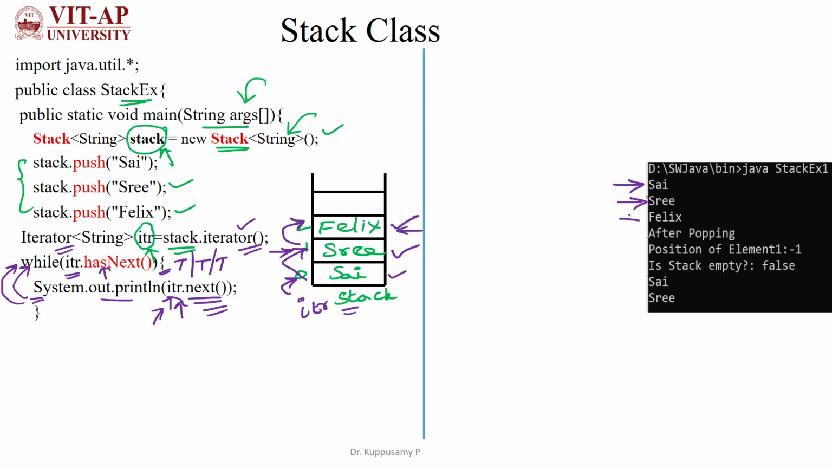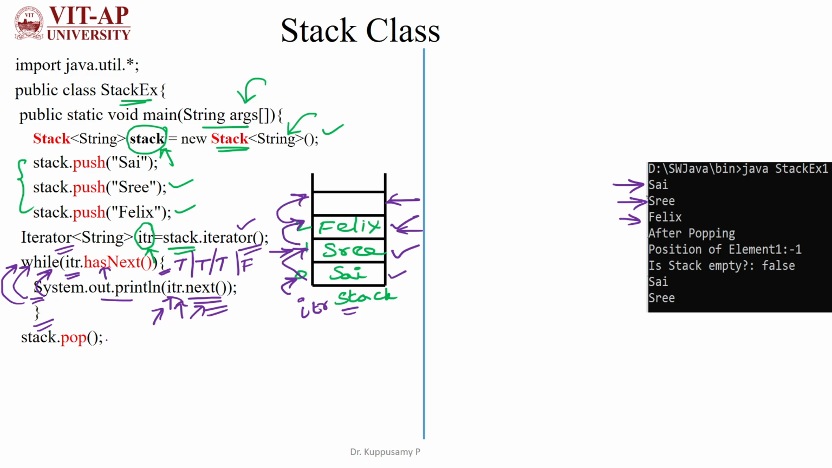So Felix is displayed here. Then it is moving to the next, but here it does not have any element. So it goes back to check the while condition. itr.hasNext has no value, so it will return false. Once it returns false, it will come out of the while loop.